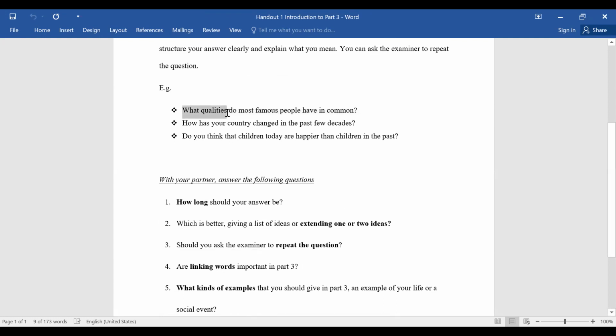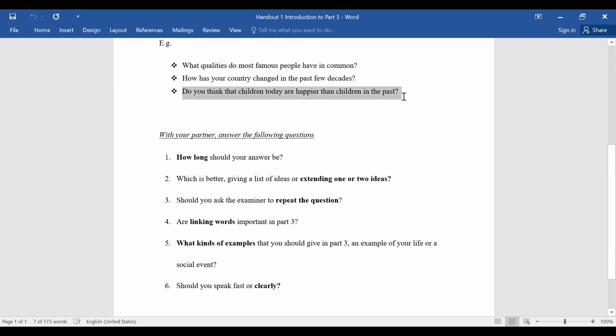Let's take a look here. For example, in IELTS Part 2, if you are required to talk about a famous person that you admire, in Part 3, you may get a question like this: What are some qualities or characteristics that most famous people have in common? So this is not about the person you like anymore. Now you will need to talk about something more general, famous people and the qualities that they often share, right? Or in part 2, if you are required to talk about a child that you know, in part 3 you may get a question like this: Do you think that children today are happier than children in the past? It's not about your niece or your nephew or the child next door. It's about children in general.